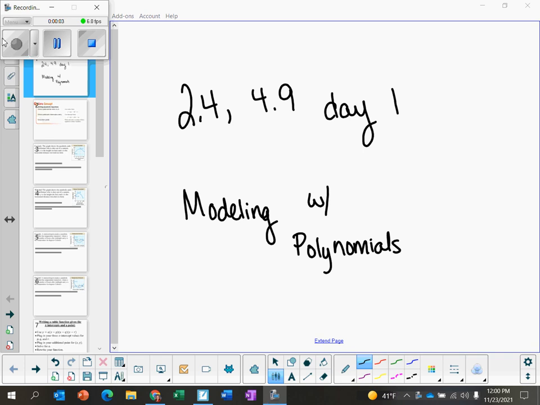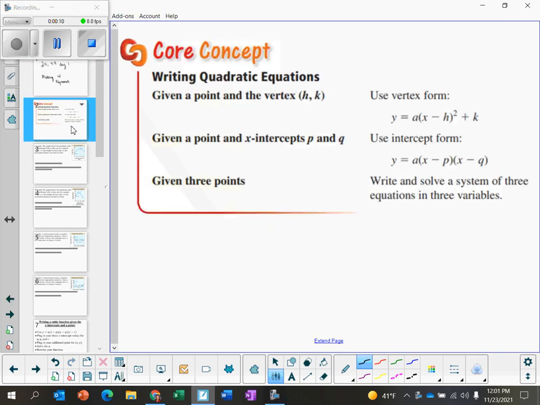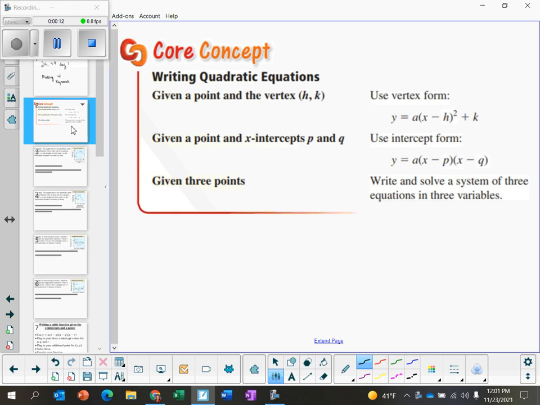This lesson is 2.4 and 4.9, day 1. We will be modeling polynomials, including quadratics. So first, we're going to start talking about quadratic equations in the different forms.